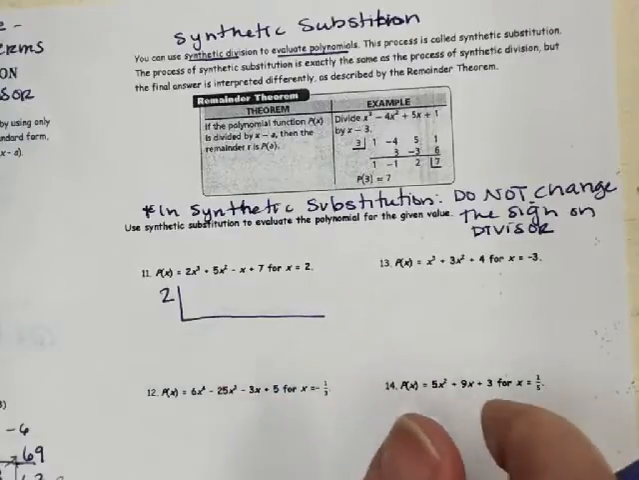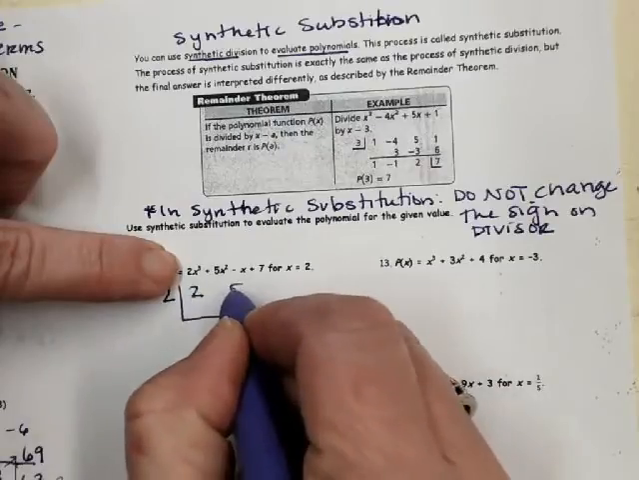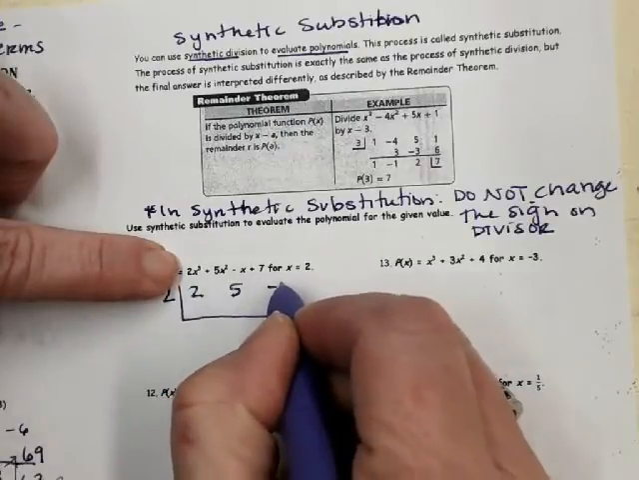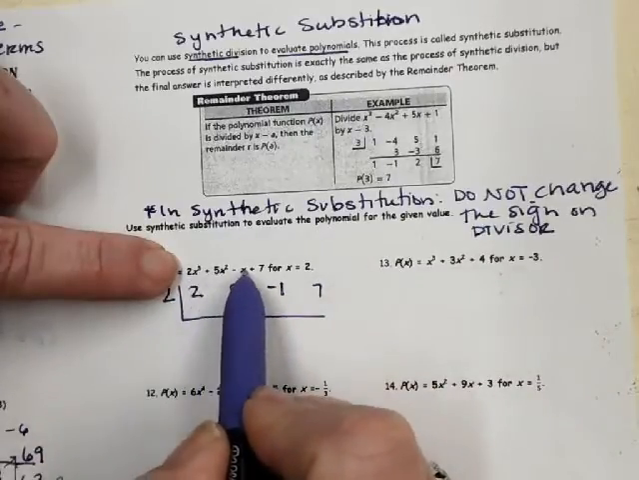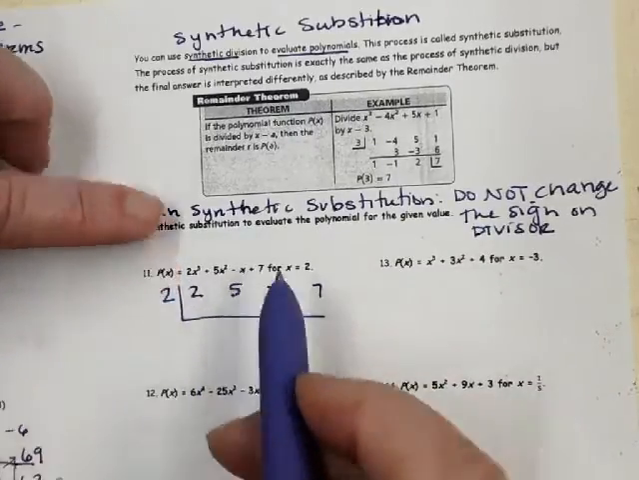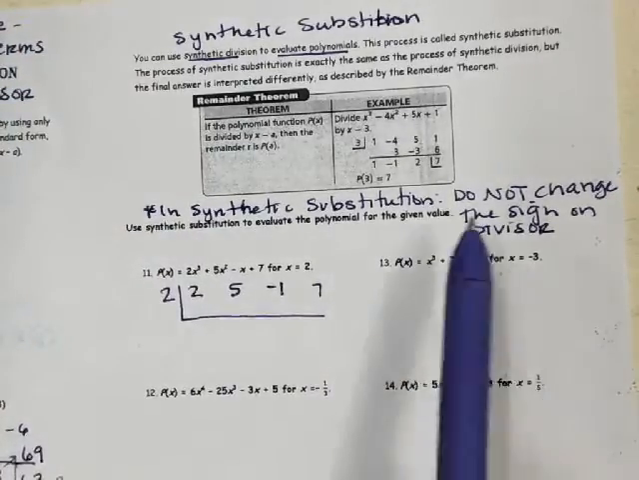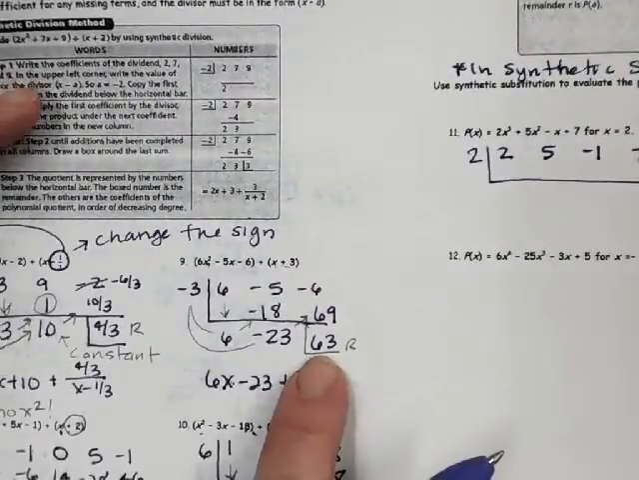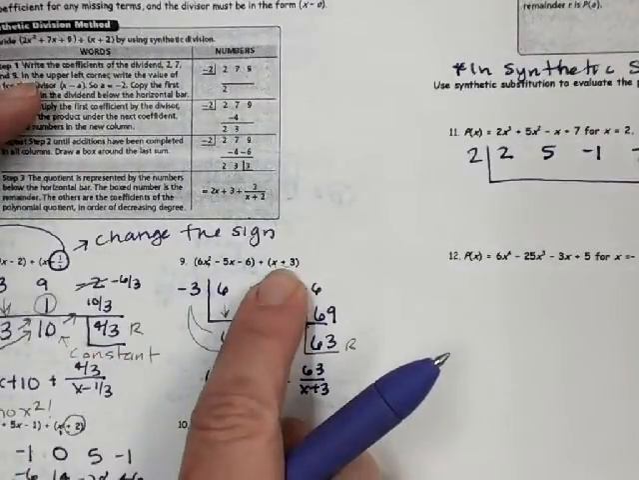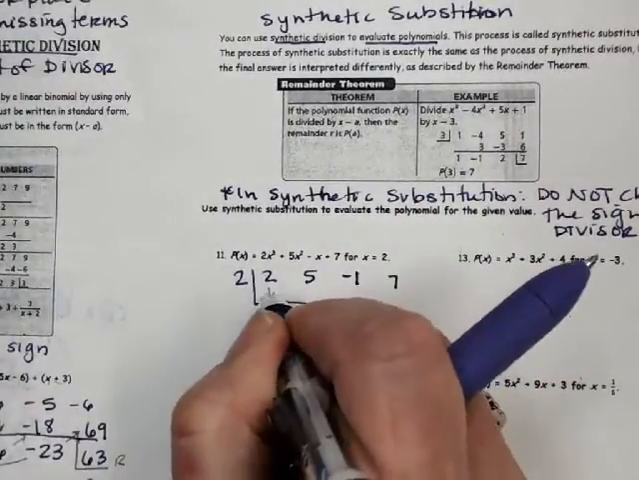So here's all you do. I've got a 2x cubed, a 5x squared, a negative 1x, and a positive 7. It was in order, 3, 2, 1. Nothing was missing. So you do the same, just like you're doing division, except you don't change the sign. And the difference in what's going to happen here is in division, the remainder told me whether or not the thing that I had was a factor. Over here, my remainder is going to tell me something different. You do the same process.